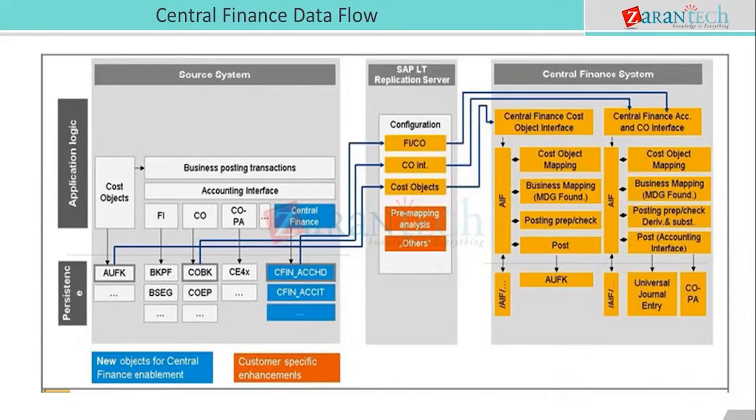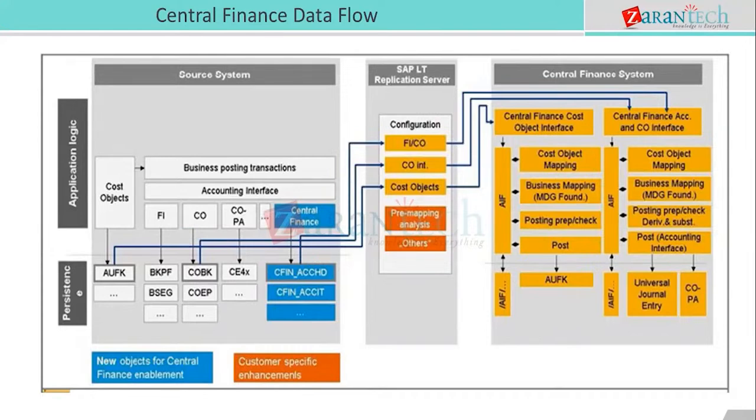We call it application-based replication because it is not going to read the data from the BKPF and the BSEC. It is going to read the data from the Central Finance tables which are available in the source system. That is the reason we call it application-based replication, and we have another replication called table-based. But here we are not going to use table-based. We are going to use application-based replication, where the data is not replicated from table to table, but is replicated as an accounting interface.